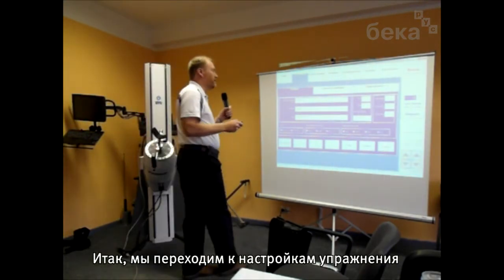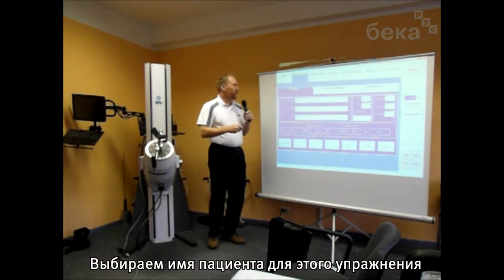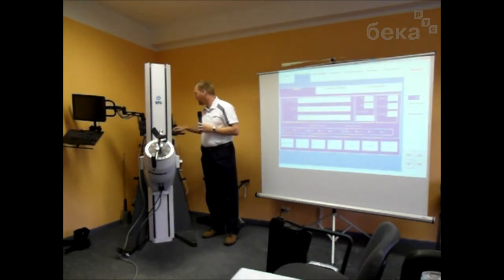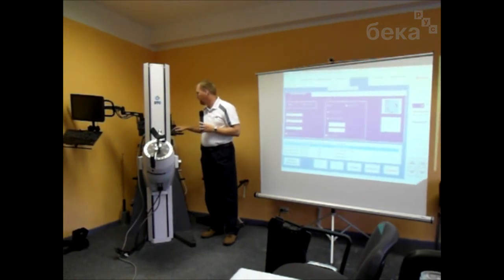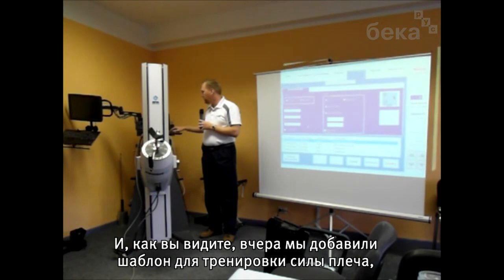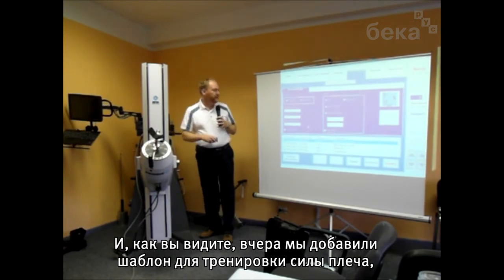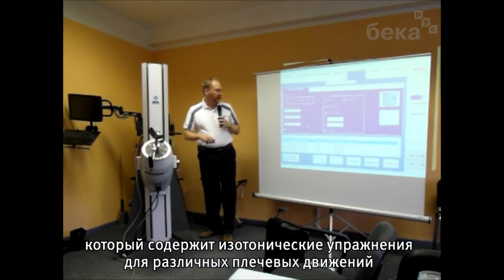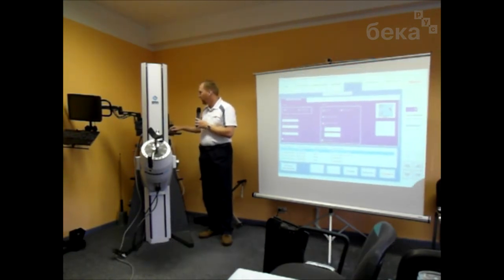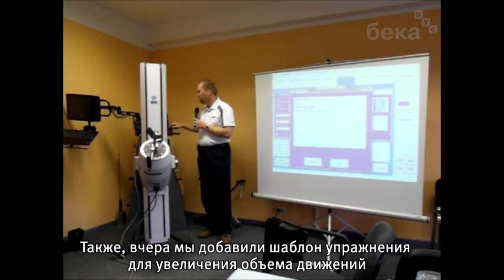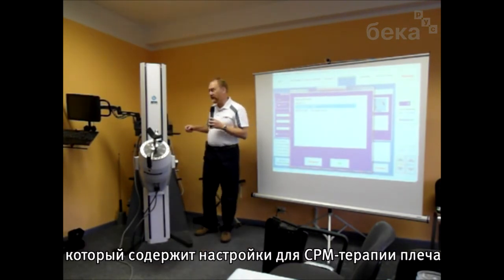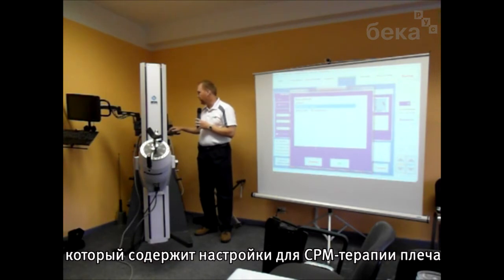So we're going to go to the treatment setup. Once you've selected your client name, go to the treatment setup. And as you can see, yesterday we added the shoulder strengthening template, which includes the isotonic exercises for all the different shoulder movements. And then we also added the shoulder range of motion template. We did that yesterday, which includes the CPM setup activities for the shoulder.